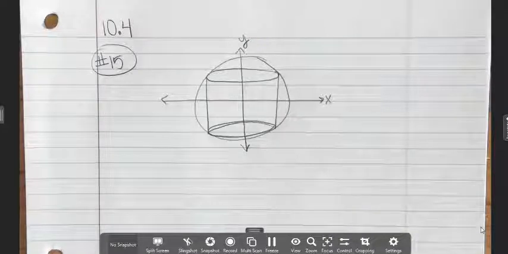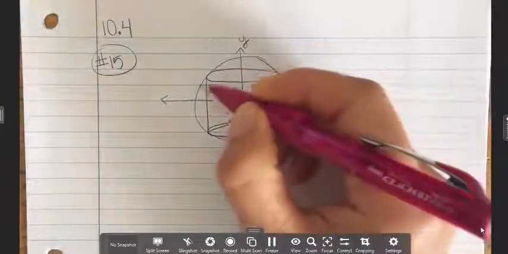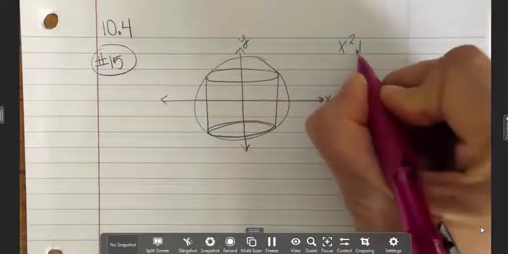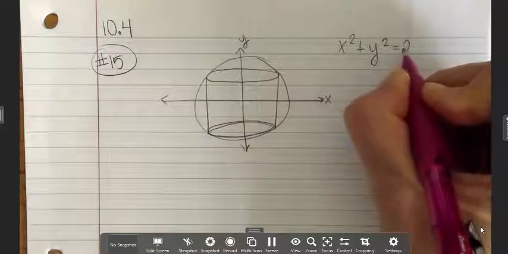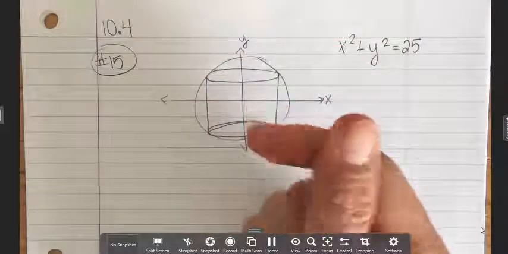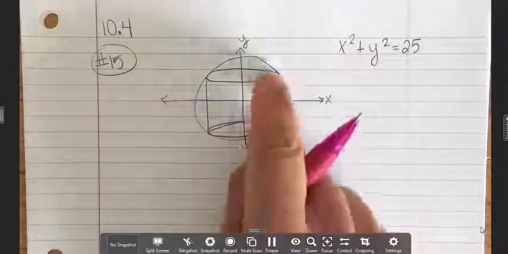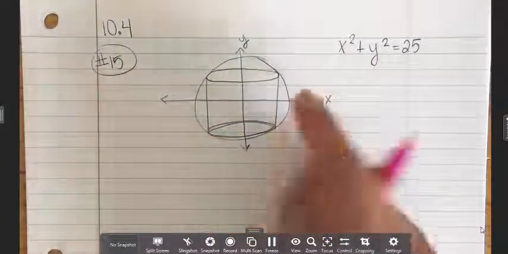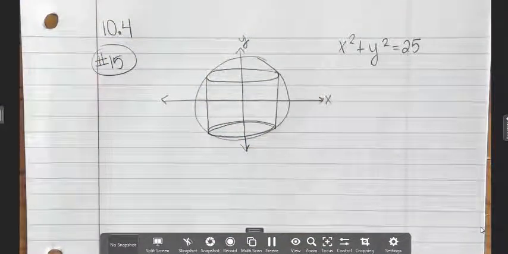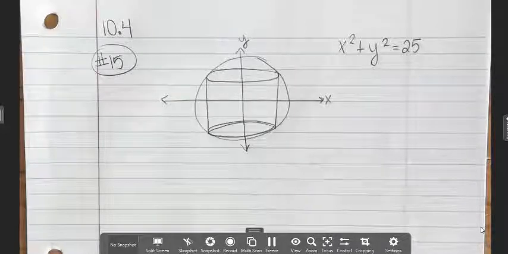All right, 10.4, I'm going to do number 15 for you. So we were told that we have a circle here, and the equation of that circle is x squared plus y squared equals 25, and that it's rotated about the y-axis to form a sphere. So it's rotated around the y-axis, and it's forming a sphere, so it's a three-dimensional object. And then you have a cylinder that's inscribed in the sphere with its axis along the y-axis.